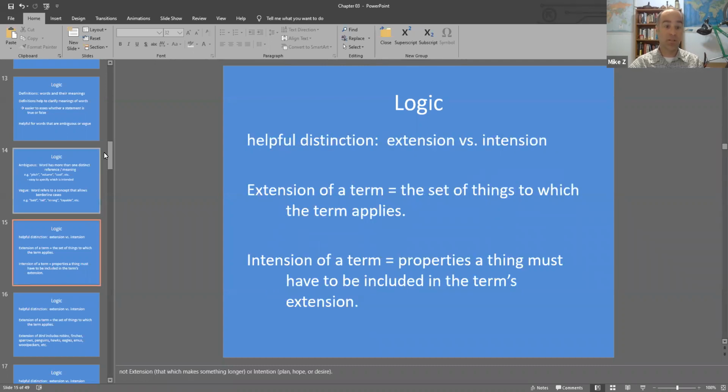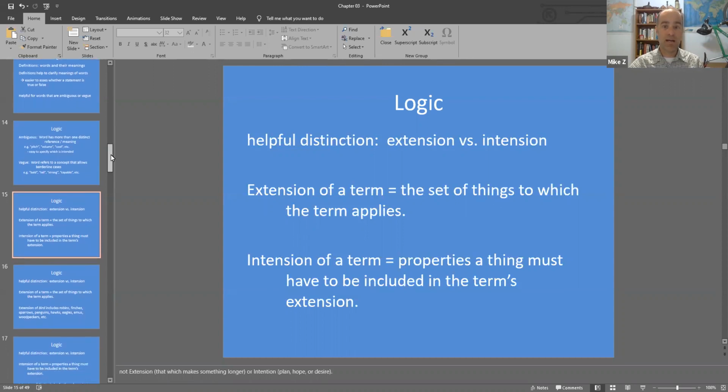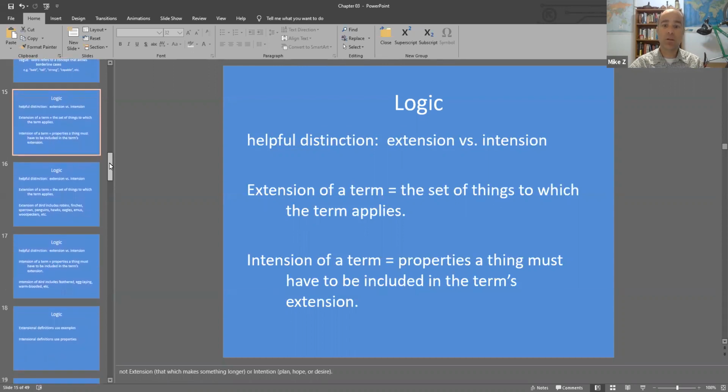So here's a distinction that's going to play a big role coming up here: the extension of a word versus the intension. First of all, I want to draw your attention to what these do not mean, how we're not using extension and intension here. I've got it in the fine print at the bottom of the screen. When we're talking about extension, we're not talking about making something longer. That's the way it's used in common language, but extension here has this very specific technical meaning, and this is the way we're going to use it in this presentation.